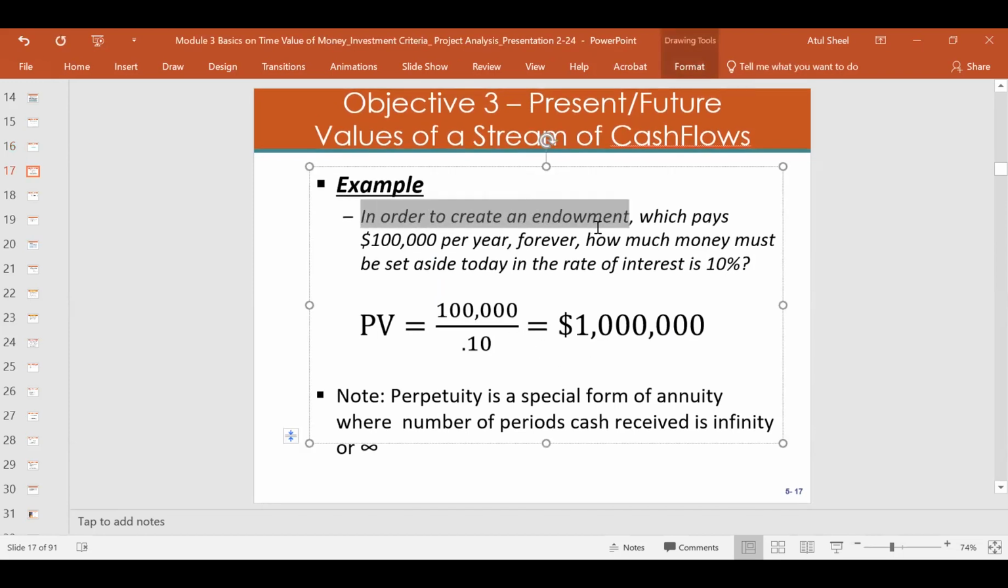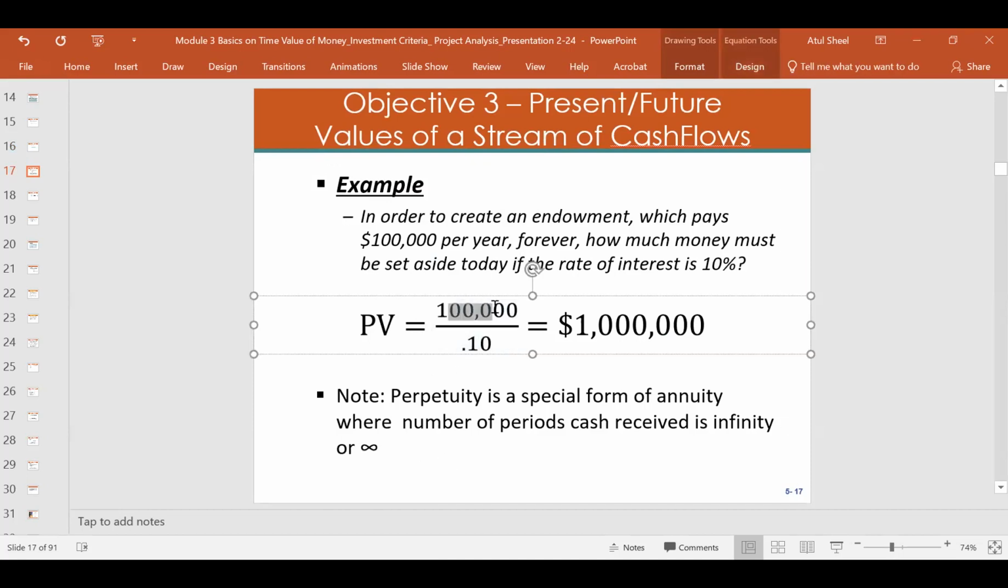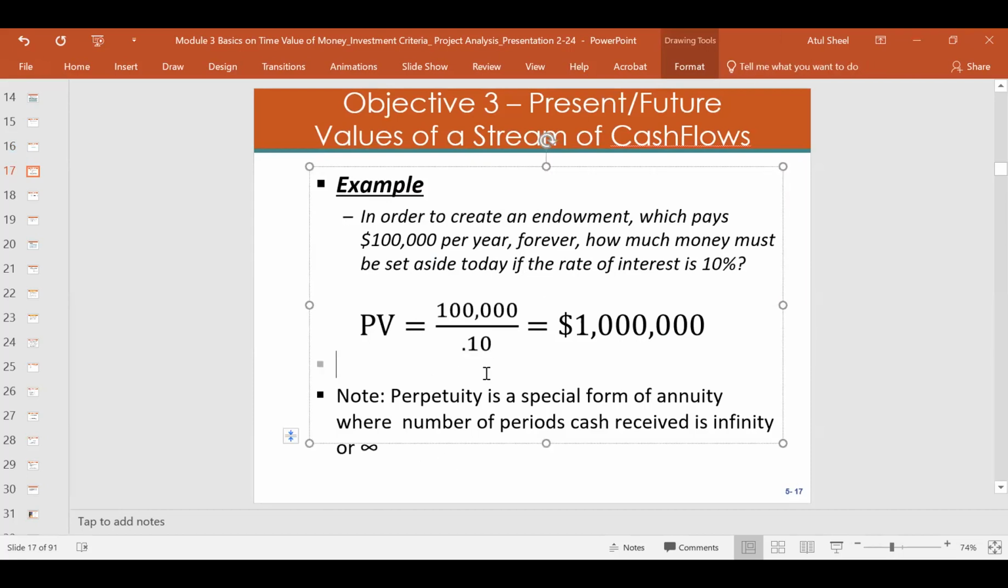In order to create an endowment which pays $100,000 per year forever, how much money must be set aside today if the rate of interest is 10%? So you just write down $100,000, the stream of cash flows you want each year, divided by R. If the interest rate is 10%, then you have to set aside $1 million now.